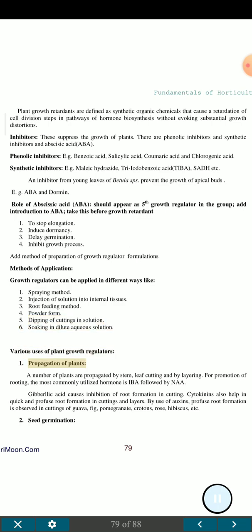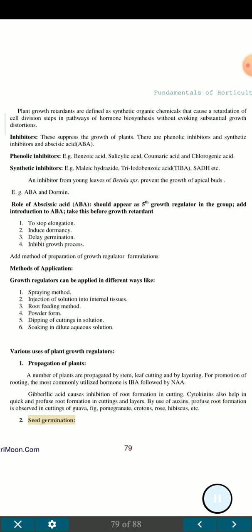1. Propagation of plants. A number of plants are propagated by stem, leaf cutting and by layering. For promotion of rooting, the most commonly utilized hormone is IBA followed by NAA. Gibberellic acid causes inhibition of root formation in cutting. Cytokinins also help in quick and profuse root formation in cuttings and layers. By use of auxins, profuse root formation is observed in cuttings of guava, fig, pomegranate, crotons, rose, hibiscus, etc.